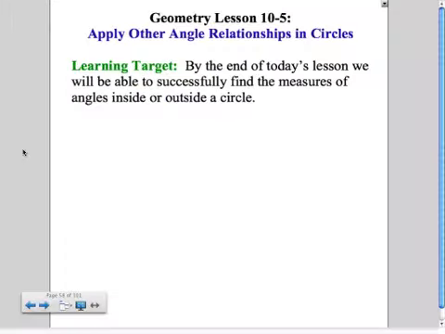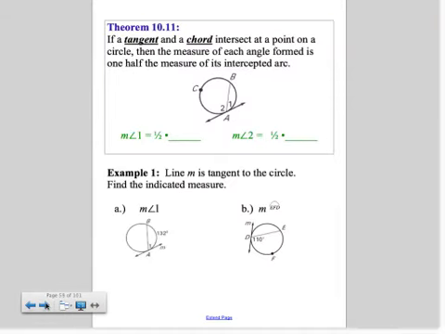Section 10.5, we're going to continue our discussion of circles, and specifically we're going to look at applying other angle relationships within circles. We've already looked at central angles and inscribed angles. So the first theorem we're going to take a look at says if a tangent and a chord intersect at a point on the circle, then the measure of each angle formed is 1/2 the measure of its intercepted arc.